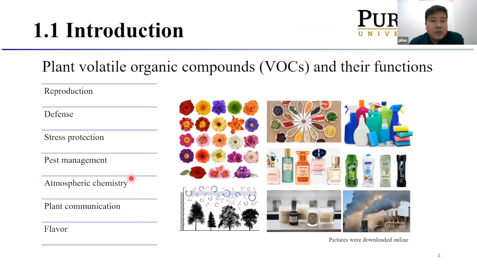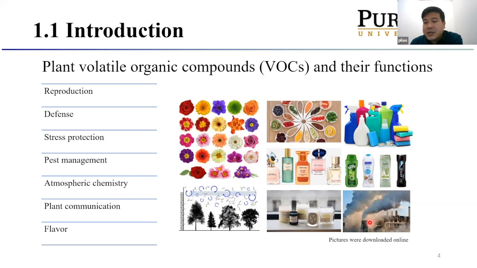So for the first part, this is some background information about volatiles. Plant volatile organic compounds have many different functions. For example, they play important roles in reproduction, defense, stress protection, as well as pest management. The volatiles they emit could attract some insects, for example bees for pollination. They also contribute to atmospheric chemistry. For example, from trees, there are a lot of volatiles released. Of course, they also cause some of the contaminations from factories.